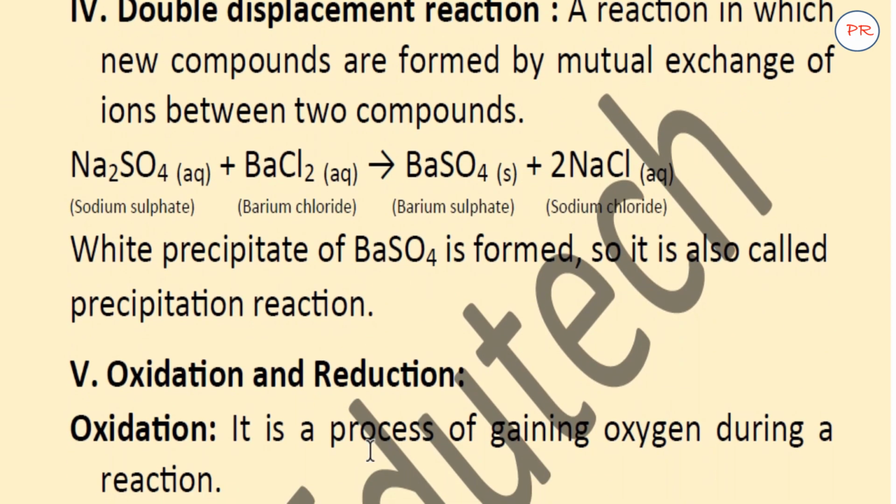Okay, now double displacement reaction, a reaction in which new compounds are formed by mutual exchange of ions between two compounds. Na2SO4, that is sodium sulfate aqueous plus barium chloride aqueous, will give you barium sulfate solid plus 2NaCl aqueous. सोडियम क्लोराइड का सॉल्यूशन तैयार हो जाएगा, whereas इसका प्रेसिपिटेट बन जाएगा बेरियम सल्फेट का. This is very important. White color will be there for barium sulfate precipitate.